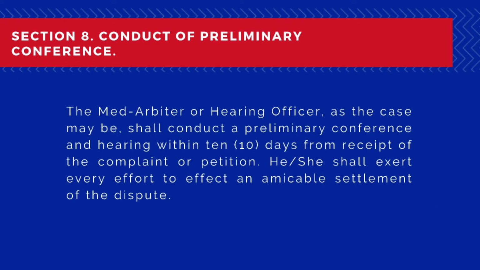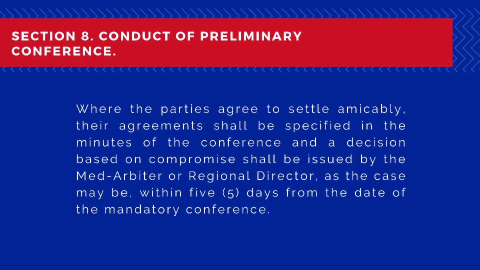Section 8. Conduct of preliminary conference. The med arbiter or hearing officer, as the case may be, shall conduct a preliminary conference and hearing, within 10 days from receipt of the complaint or petition. He or she shall exert every effort to effect an amicable settlement of the dispute. Where the parties agree to settle amicably, their agreements shall be specified in the minutes of the conference, and a decision based on compromise shall be issued by the med arbiter or regional director, as the case may be, within 5 days from the date of the mandatory conference.